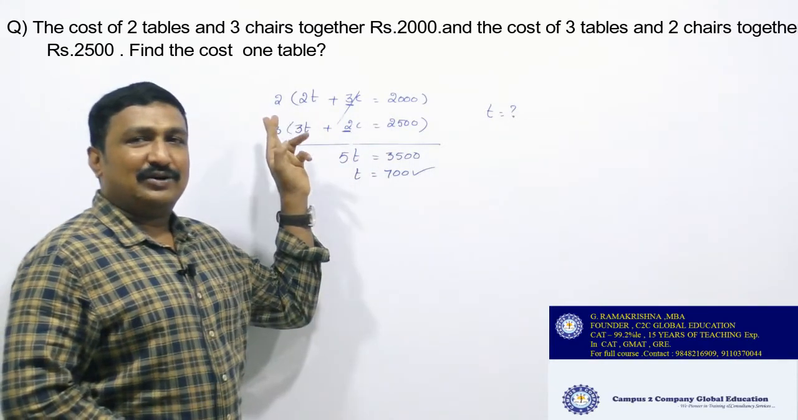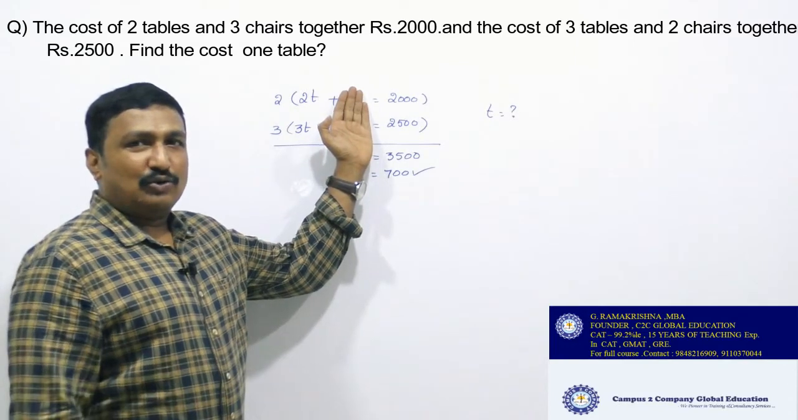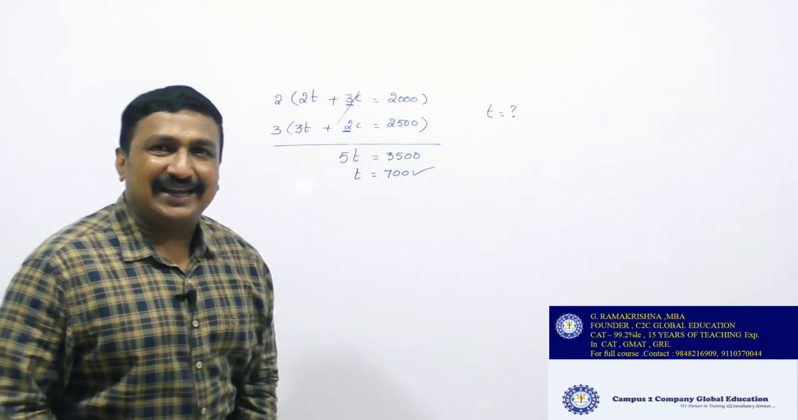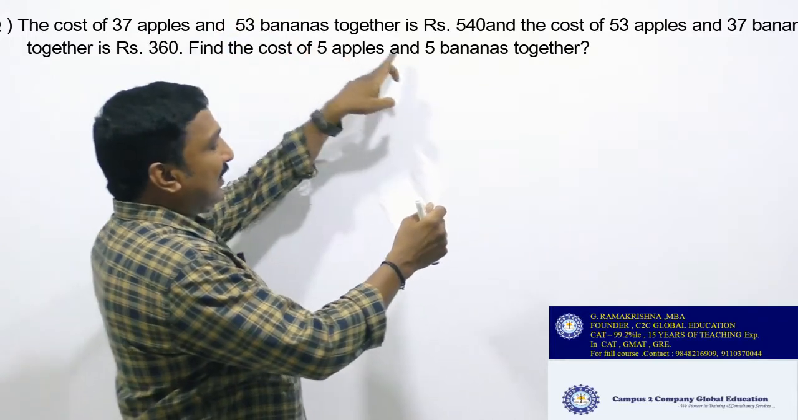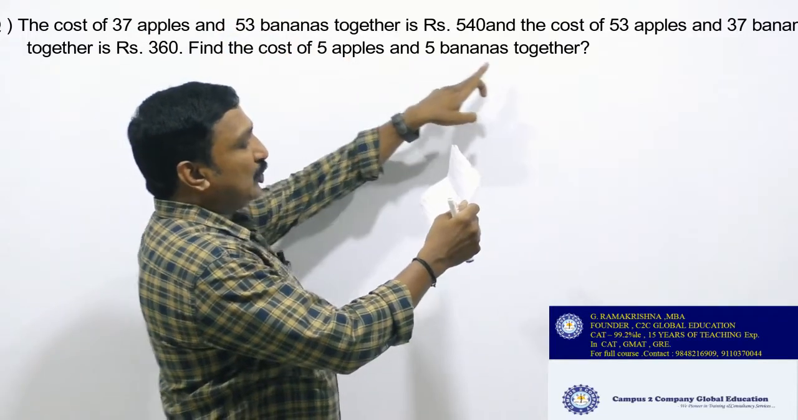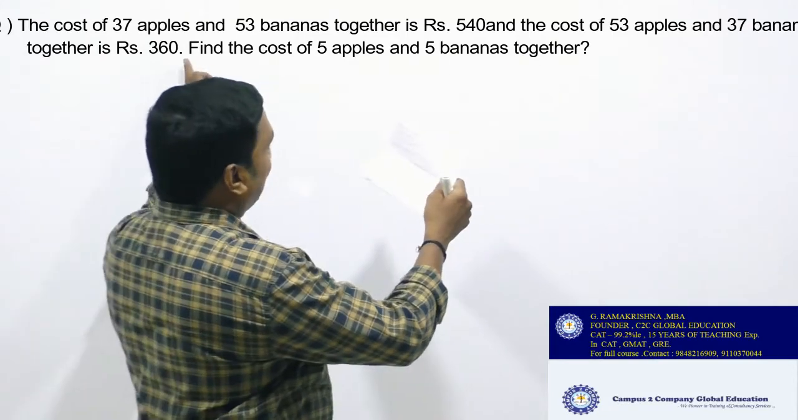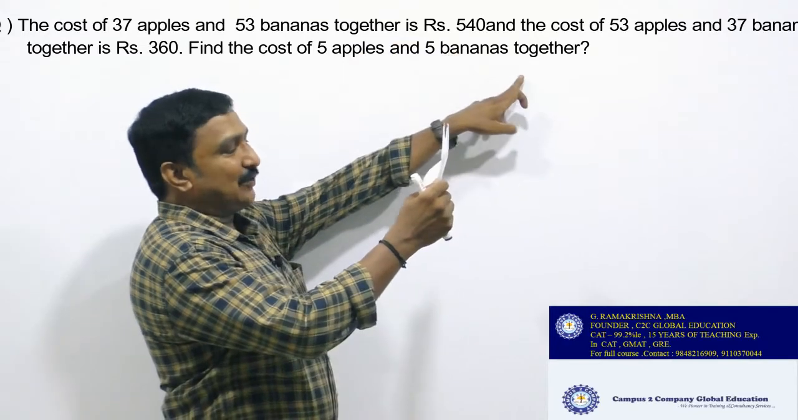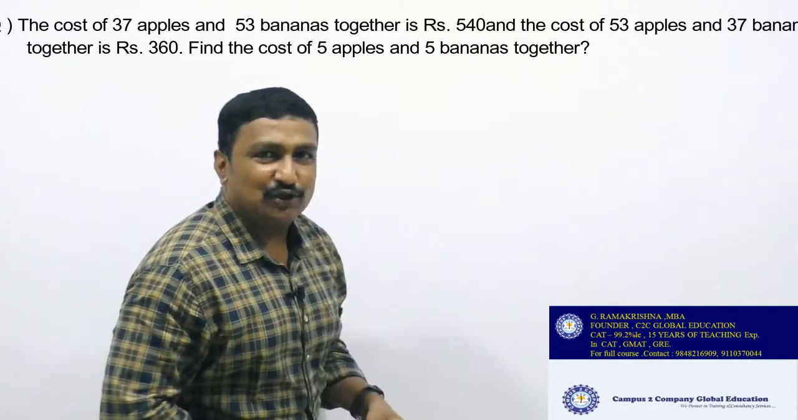So if you want to find out the table, we should eliminate the chairs. Already I told you how to calculate these equations. Right friends, let's discuss the next question. The next question is: 37 apples and 53 bananas together cost 540 rupees, and the cost of 53 apples and 37 bananas together is 360 rupees. Then find the cost of 5 apples and 5 bananas together.